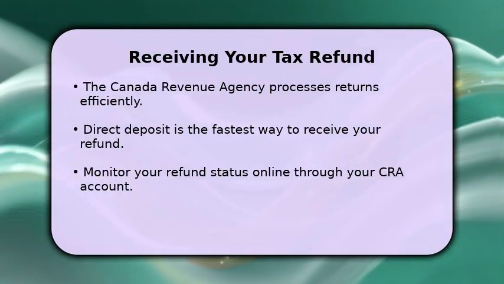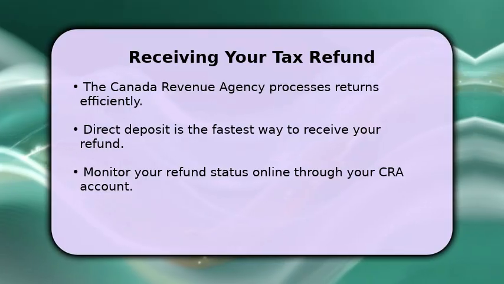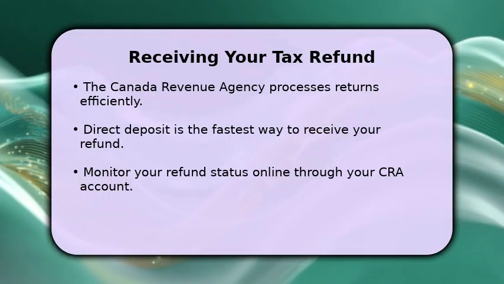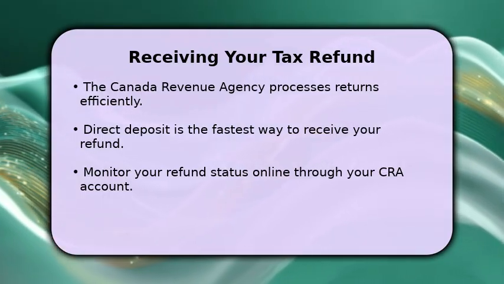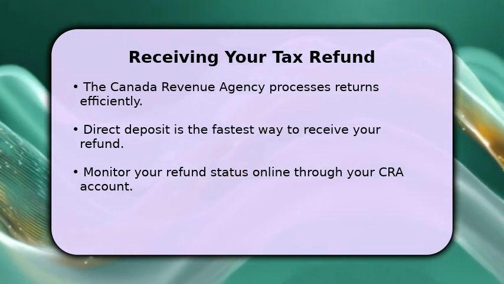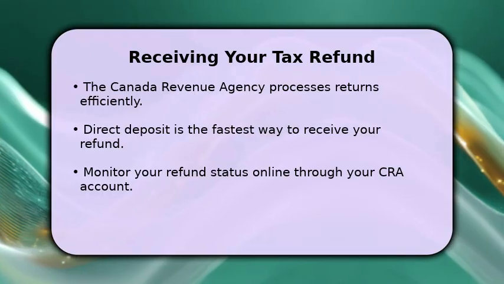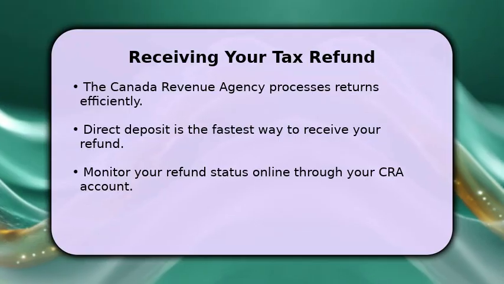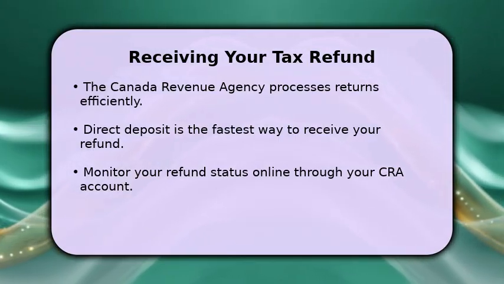After filing, the Canada Revenue Agency will process your return. If you are due a refund, direct deposit is the quickest and most secure method to receive your money, often within 8 business days for online filers. You can also sign up for a CRA My Account online to track the status of your return and refund. This allows you to stay informed every step of the way until your refund arrives.